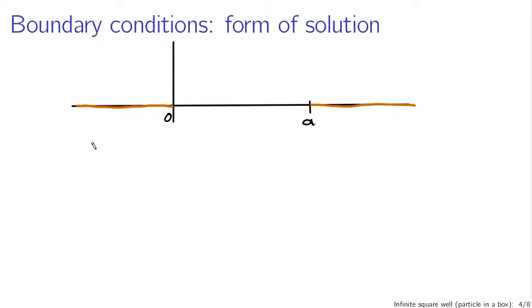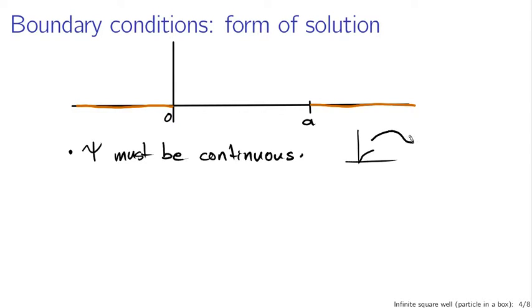We know a couple of things about the general form of the wave function. In particular, just from consideration of things like the Hamiltonian operator or the momentum operator, we know that the wave function itself, psi, must be continuous. We can't have wave functions that look like this. And the reason for that is this discontinuity here would do very strange things to any sort of physical operator that you could think of.